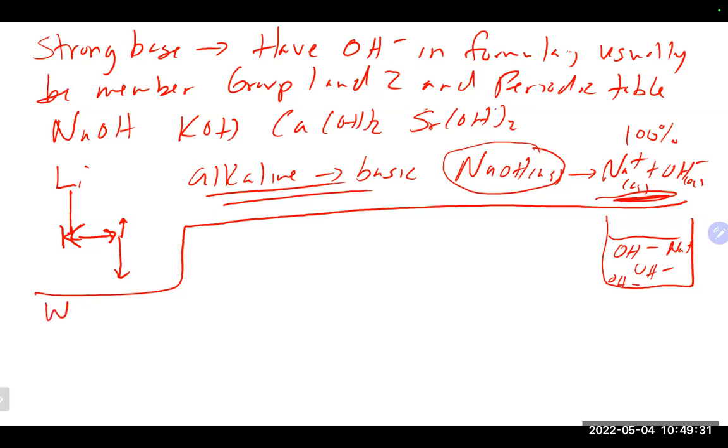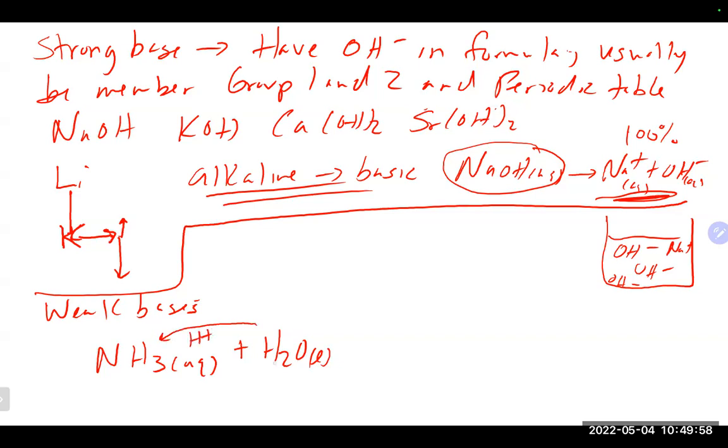Now, there are some weak bases that don't have hydroxide in them. And the most popular one, if there's a popularity contest, is ammonia, which is a weak base. When ammonia goes into water, since it's usually a gas, in its aqueous form, it acts as a base and will accept the H plus from water, which means in this particular case, water is going to act as an acid. And the result of that is you will form NH4 plus and OH minus.